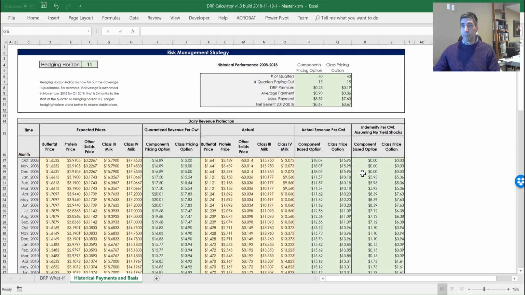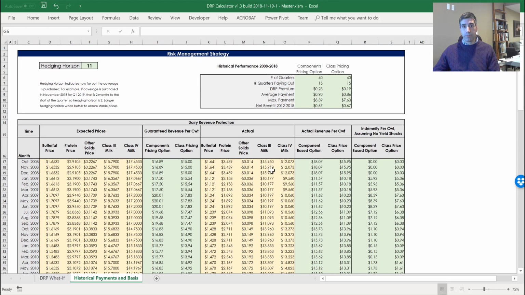So, another thing I want to show you here. Net benefit here is 67 cents. The maximum payment received was actually $8.39 in the second quarter of 2009. Now, this trading program assumes a dairyman that is very disciplined and always hedges 11 months out. Right now, this dairyman has purchased the coverage for the last quarter of 2019.